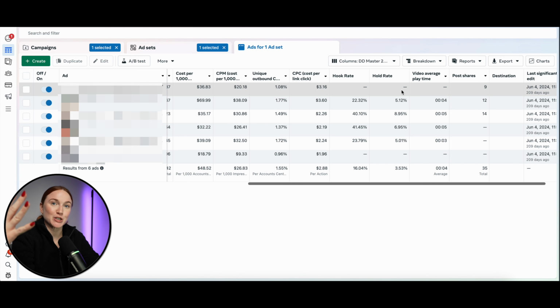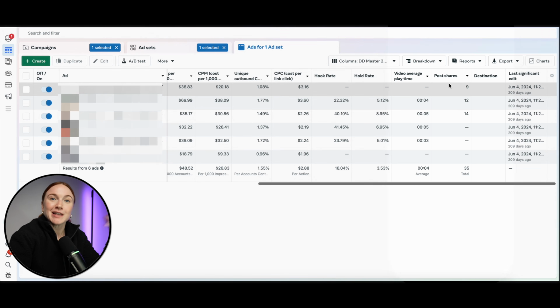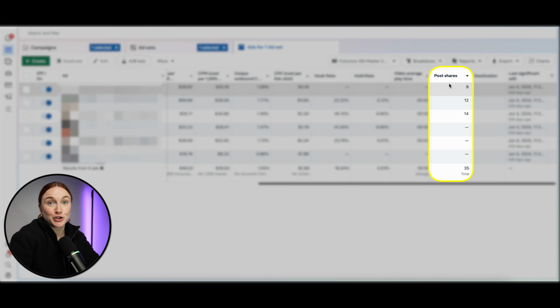I find that it's a much purer metric because we're really able to zero in on ad creative that retained people past 3 seconds instead of just looking at that average video playtime, which again can be conflated. Now, the last metric that I really like to look at is post shares, which just essentially says, hey, how many times was this ad shared organically?